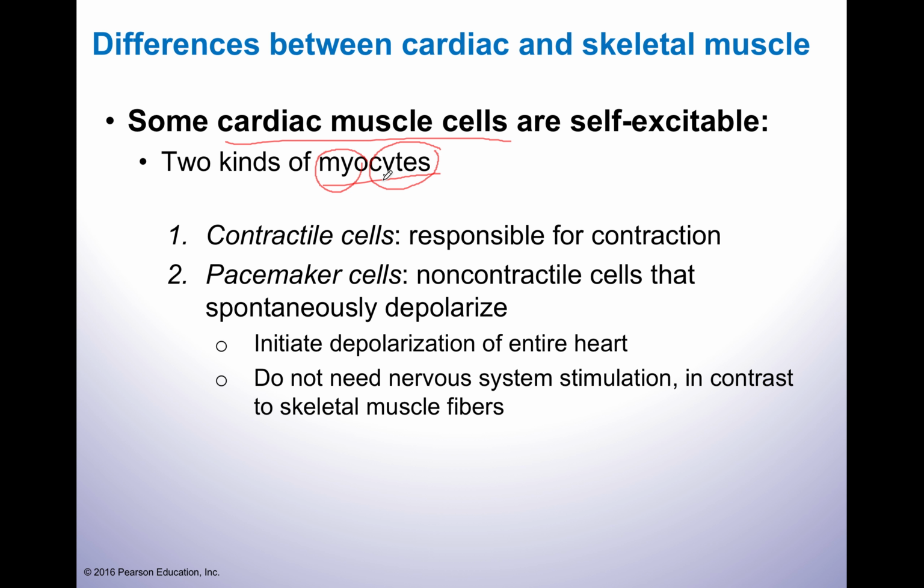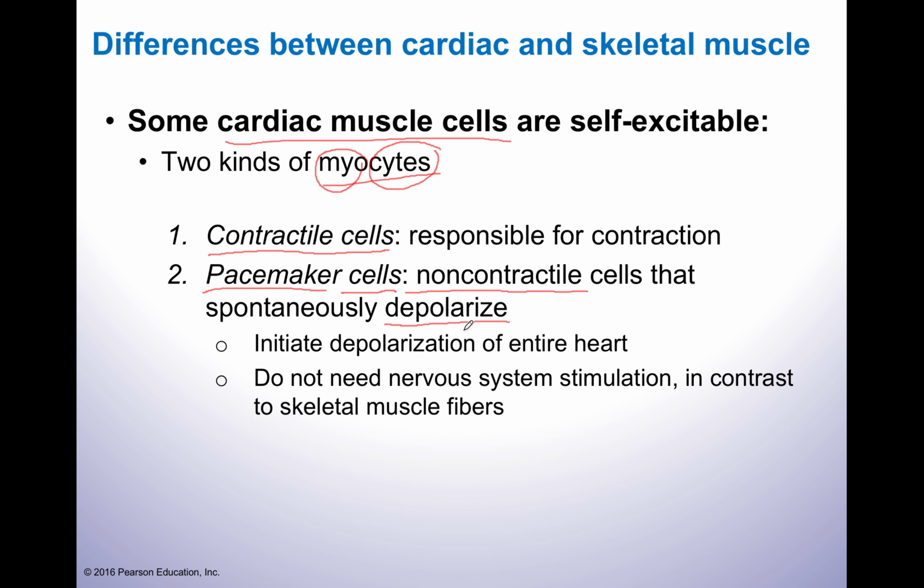The first one is referred to as the contractile cells. The name is kind of self-explanatory. If I want to create muscle contraction, these are the cells I would be relying on to create my muscle contraction. The second type of cells, which is also extremely important, are referred to as the pacemaker cells. Pacemaker cells are non-contractile cells, and they're responsible for what? The process known as depolarization.